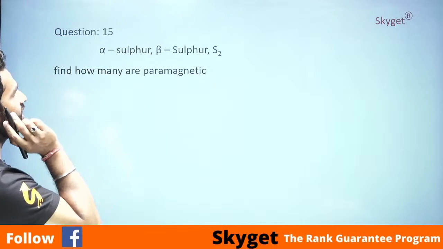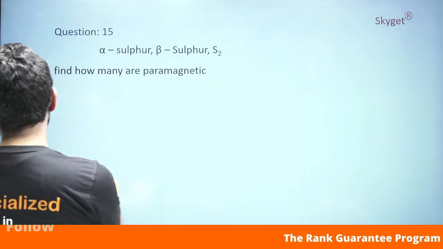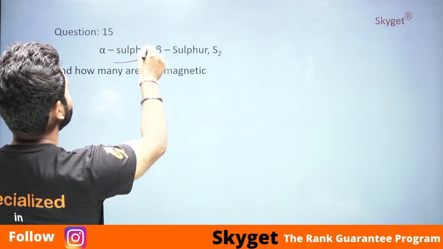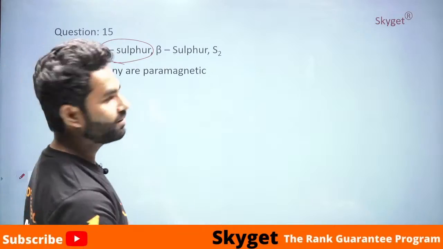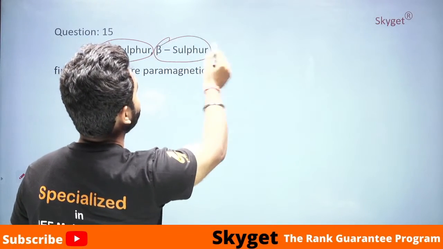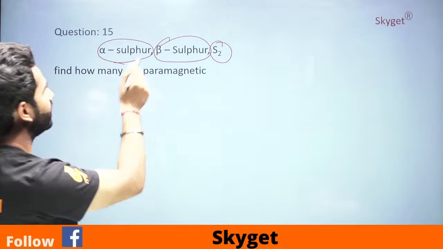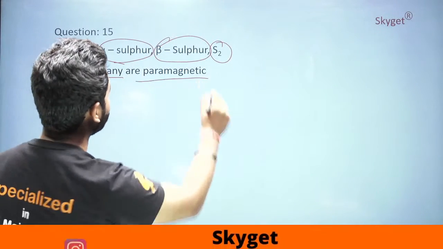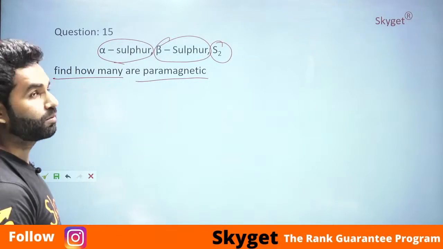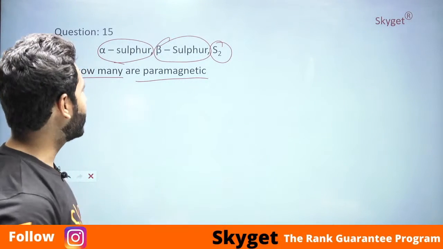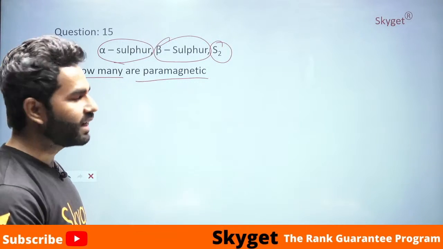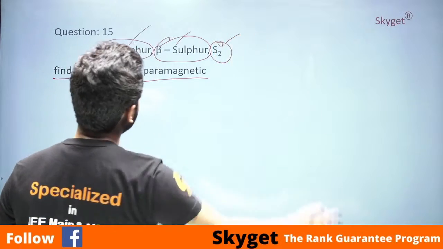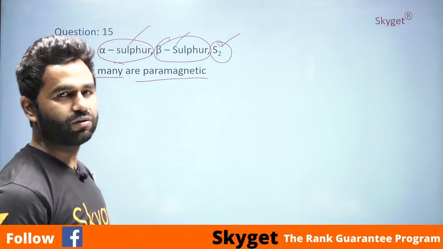Now the question says we are having 3 compounds: alpha sulfur, beta sulfur, and S2. It asks us to find how many are paramagnetic. Paramagnetic means indirectly it is asking us, in all of these 3 compounds, in which compound there are unpaired electrons present.